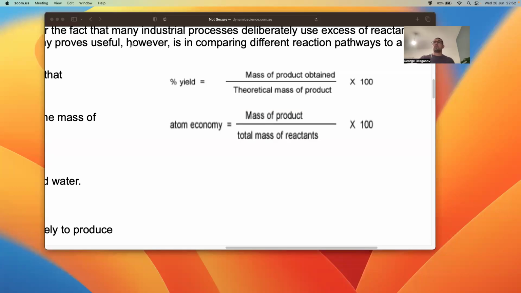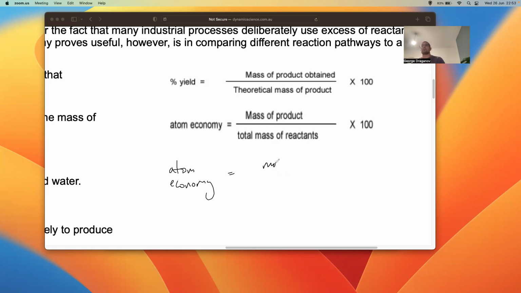Today's lesson, we're going to be looking at atom economy, and we will compare the difference between atom economy and percentage yield. There are two formulae for atom economy. I prefer this second one here. So here it says mass of product over total mass of reactants.